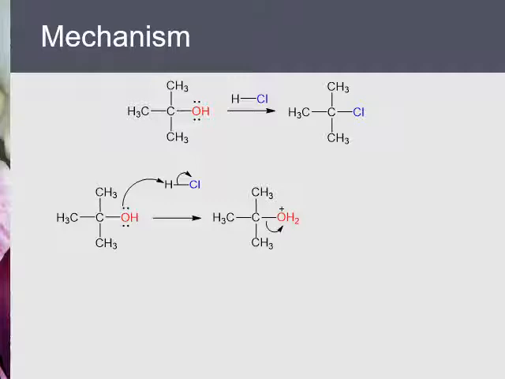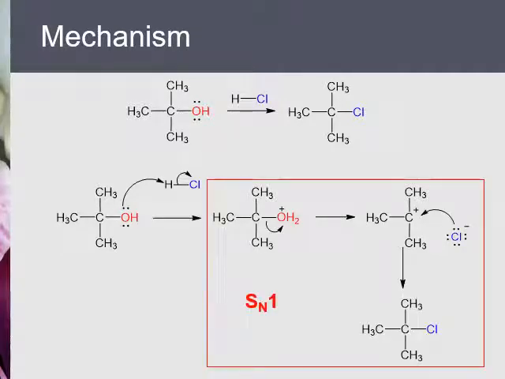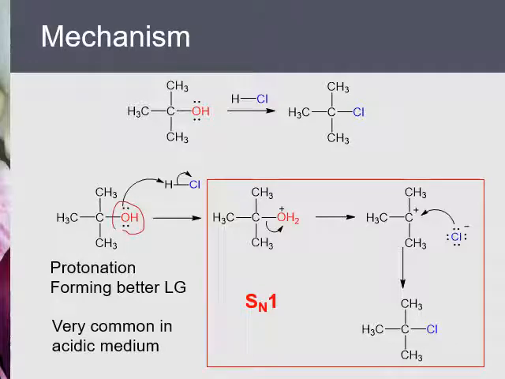Okay. Arrow show the bond break, leaving group leave, forms carbocation. Chloride anion attack carbocation, give you the final product. And here is the SN1 mechanism. Note that the protonation of hydroxide to form a better leaving group is very common in acidic condition.